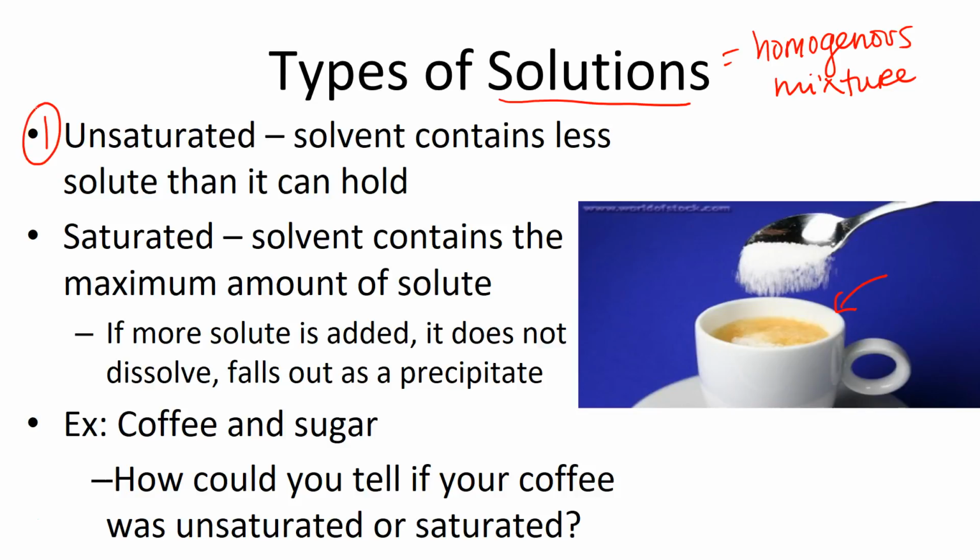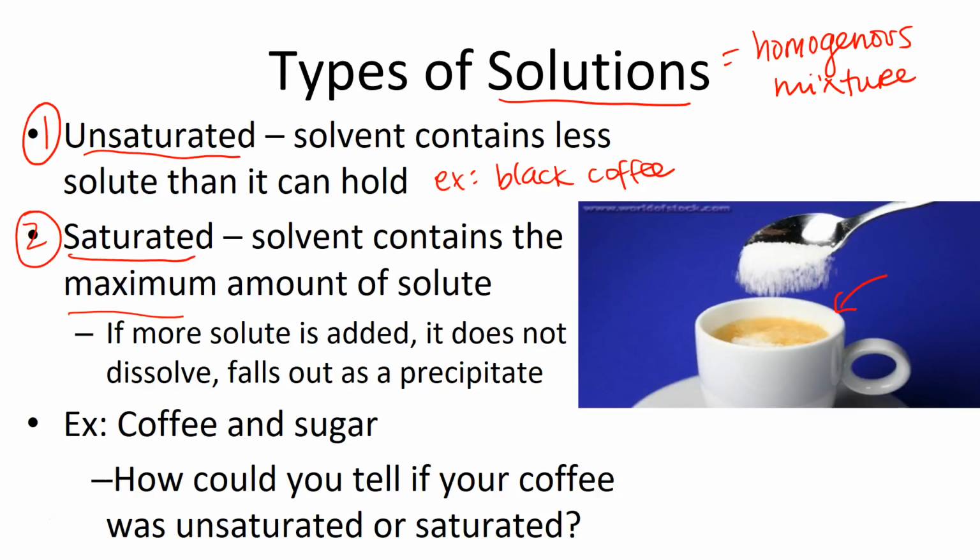We have our first one, an unsaturated solution, and this is when your solvent contains less solute than it can hold. So, for example, this would be black coffee. Black coffee has the ability to dissolve sugar, it just doesn't have any in there at the moment. Okay, so it would be an unsaturated solution. If we dissolved sugar in it and we dissolved the maximum amount it would become saturated.